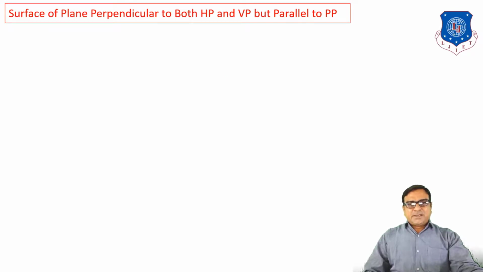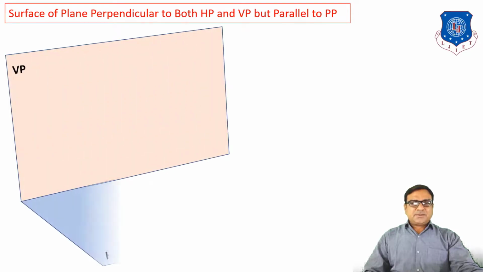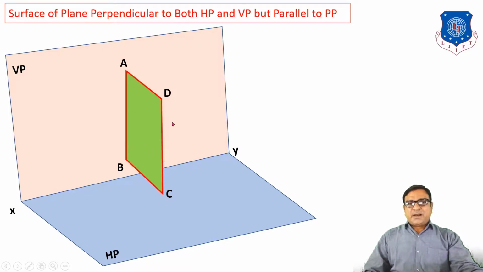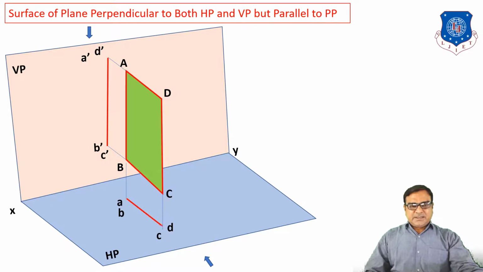The surface of the plane perpendicular to both HP and VP but parallel to PP. So in this case, our surface, the rectangle plane, is perpendicular to VP and perpendicular to HP. So it is automatically parallel to the profile plane. So the front view of this plane on the vertical plane looks like a vertical line A dash, B dash, C dash, D dash, and the top view, the projection on the horizontal plane ABCD, is also a line.